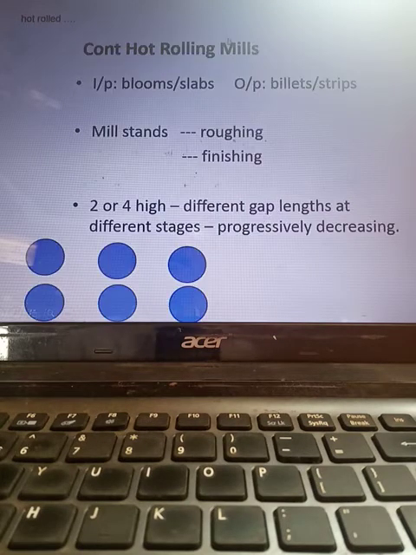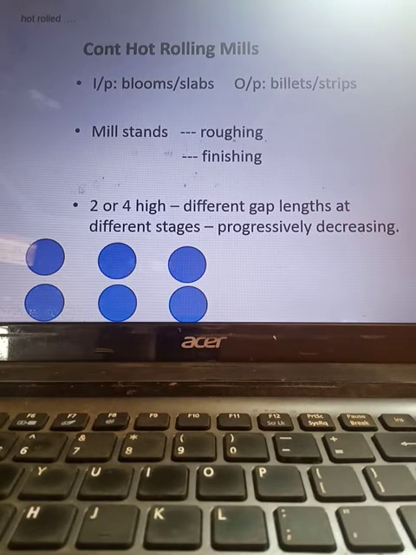Okay. Next, continuous hot rolling mills. Earlier we saw reversing hot rolling mills. Now we will see continuous hot rolling mills. So in this continuous hot rolling mills, input is bloom, whereas output is billets or strips. And there are multiple mill stands, some of them with roughing work, some of them with finishing work. And the mill stands come with either 2 or 4 high with different gap lengths at different stages, having a feature that progressively the gap length decreases.